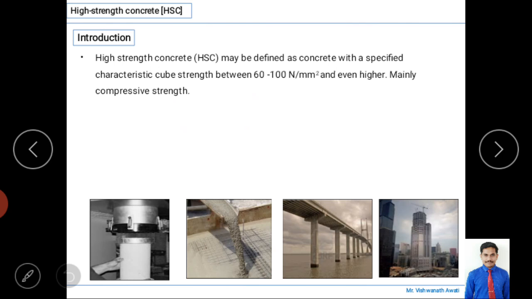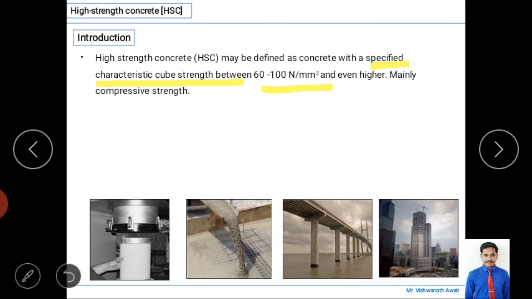In the introduction, first we have to understand how it differs from normal concrete and why it is called high strength concrete. High strength concrete may be defined as a concrete, no doubt at all it is a concrete, but with a specified characteristic cube strength, mainly between 60 to 100 newton per mm square. So it is mainly related to strength, that's why it is called high strength concrete.